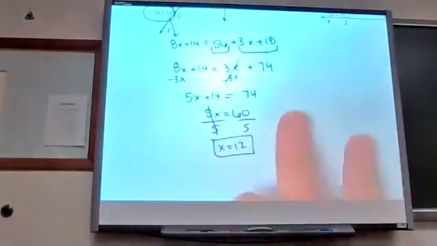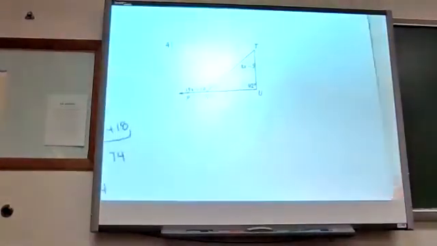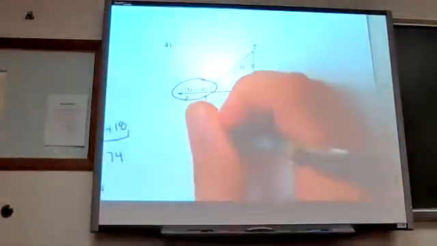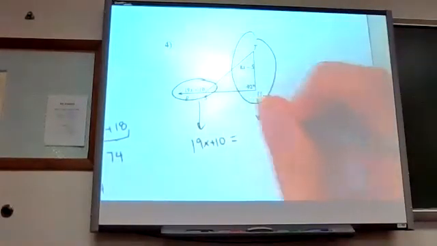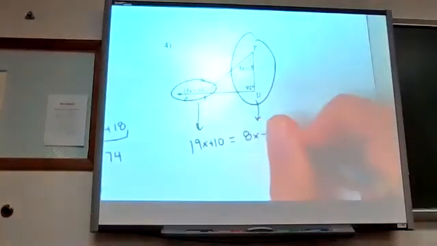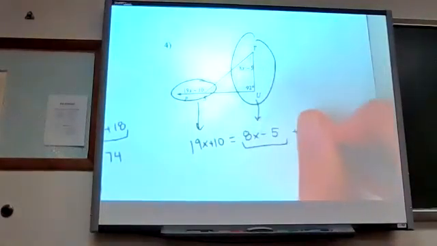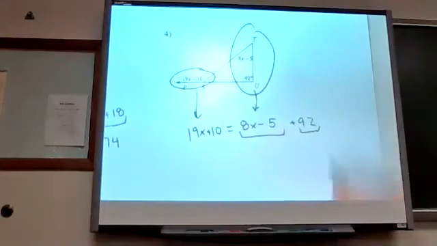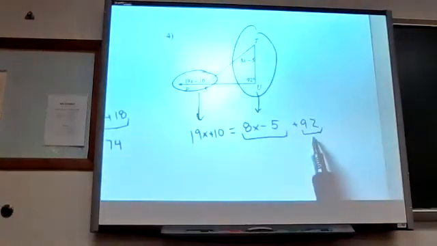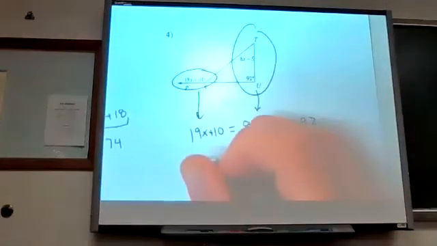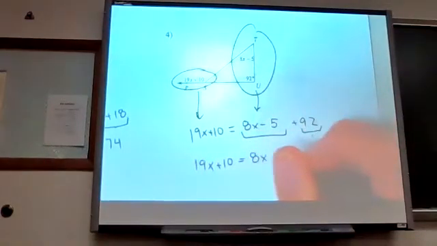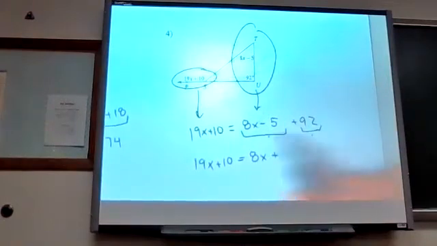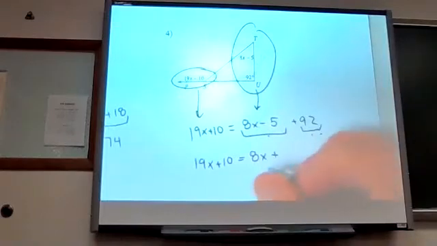So my setup on 4, you should have, here's my exterior angle. So 19x plus 10 has to equal the sum of my interior angles. So 8x minus 5 plus 92. Okay, this angle plus this angle. Combining like terms, 19x plus 10 equals 8x plus, this is negative 5 and positive 92, so it's going to bring us to 87.